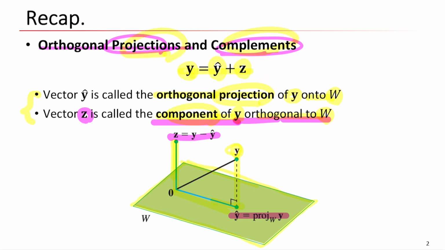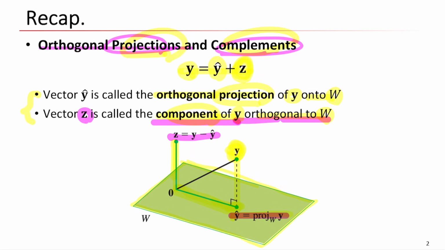So with the subspace W and a given arbitrary vector y outside the subspace, what I want to do is to decompose this arbitrary vector y into y hat, which is the orthogonal projection of y onto the W space, and vector z, which is the component of y orthogonal to subspace W, right? As you can see in this figure, y hat is here, the orthogonal projection of y onto W.